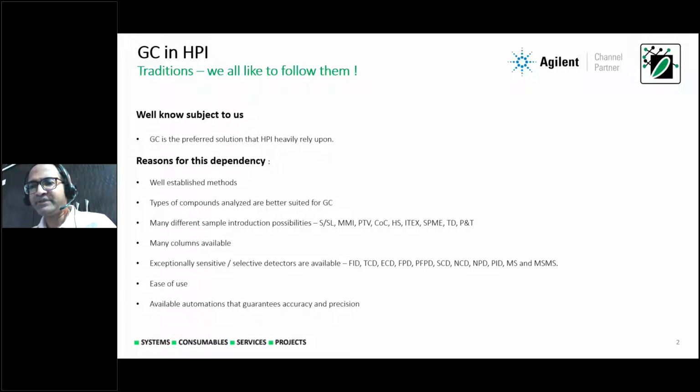And then we have the available different automations for the injection. So we have, say for example, the GSV, the gas sampling valve is available. It's automated, gives us very precise volumes that we actually can put on the sample onto the column.